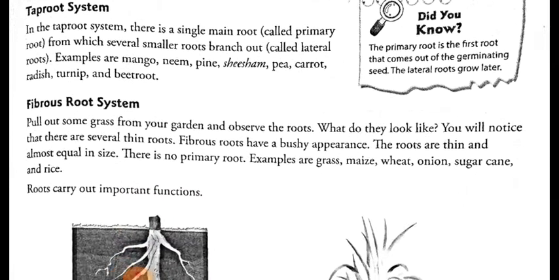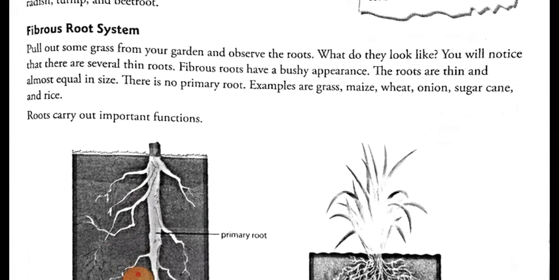Then we saw the second type of root system, that is the fibrous root system. In the fibrous root system, roots are made up of thin thread-like structures. In the fibrous root, there is no primary root. Examples of fibrous root were grass, maize, wheat, onion, etc.